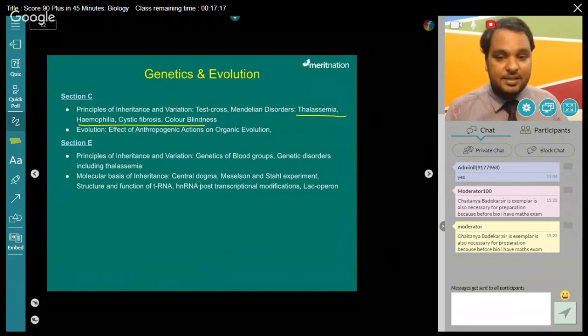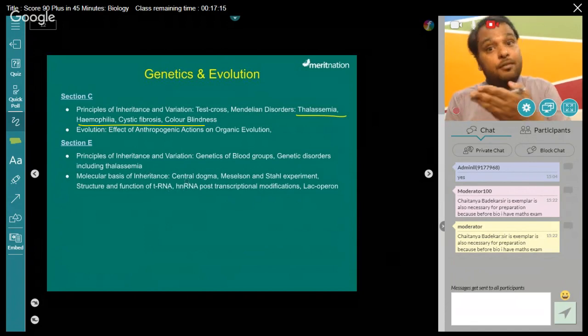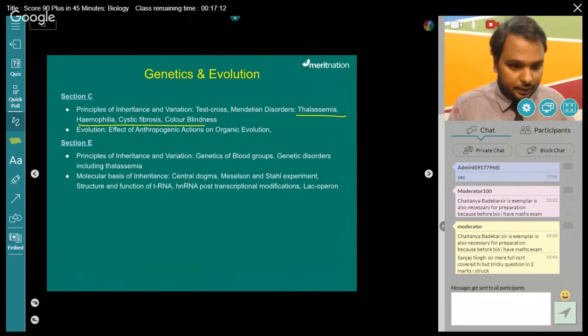Molecular basis of inheritance, like central dogma. So it constitutes replication, transcription, translation, everything, right?